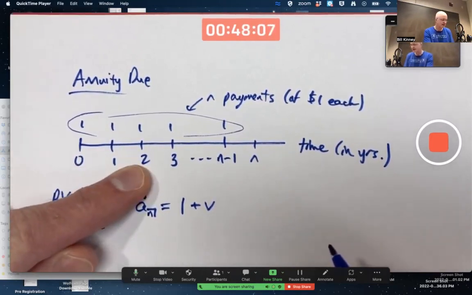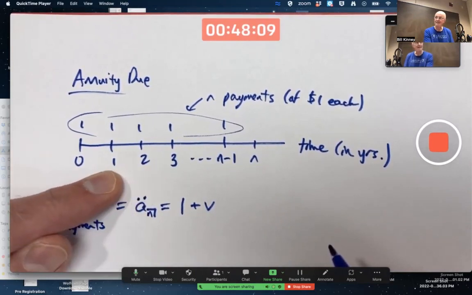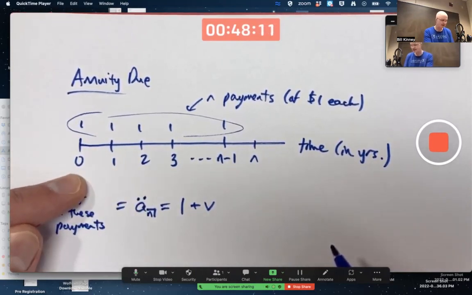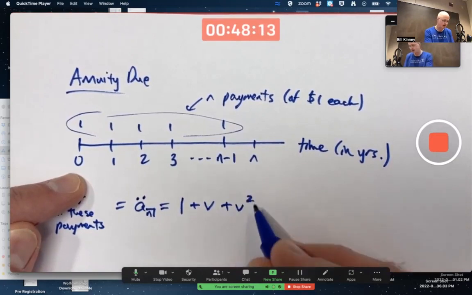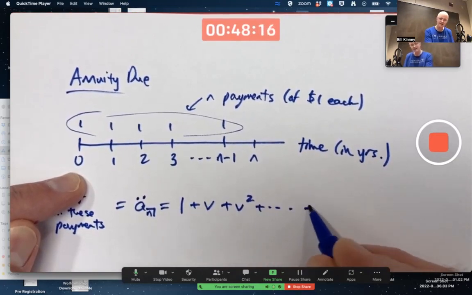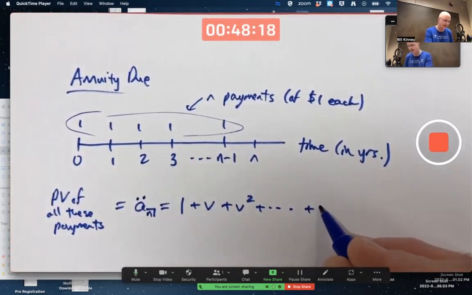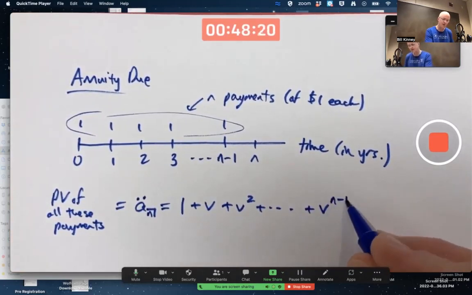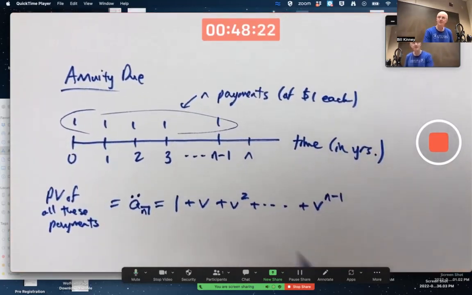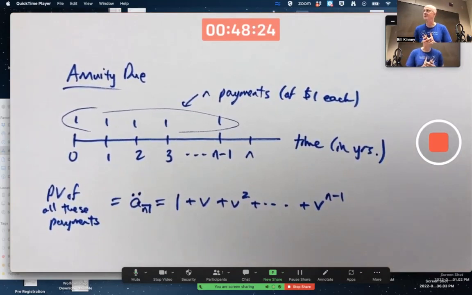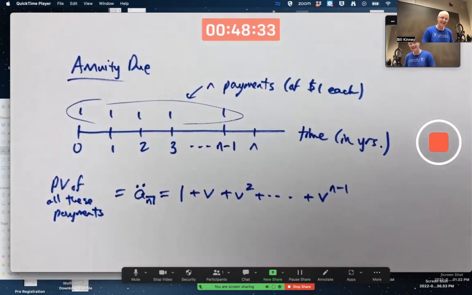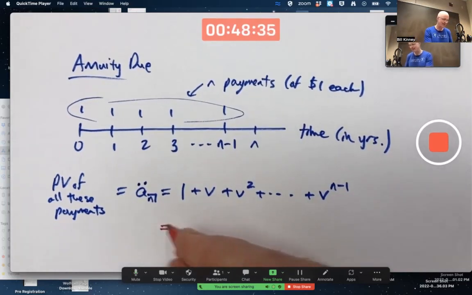What's the present value of the payment at time 2? It's got to go back in time 2 years to the present. Its present value is v squared. Etc. The last $1 payment at time n minus 1 is going to have present value v to the n minus 1. This should look warming to your heart. Calculus 2, geometric series. Oh, it simplifies.